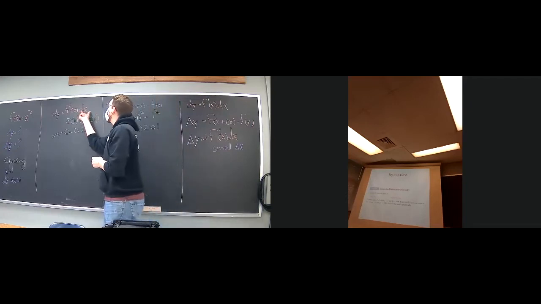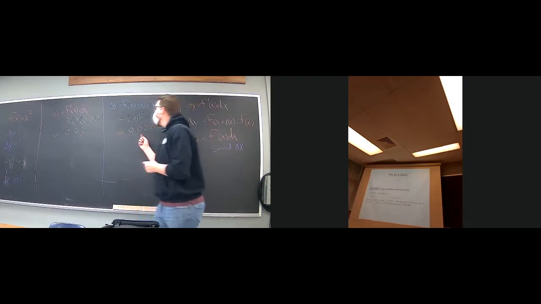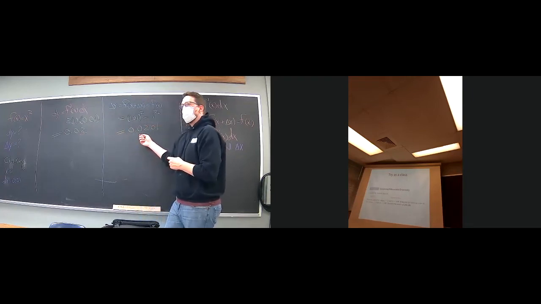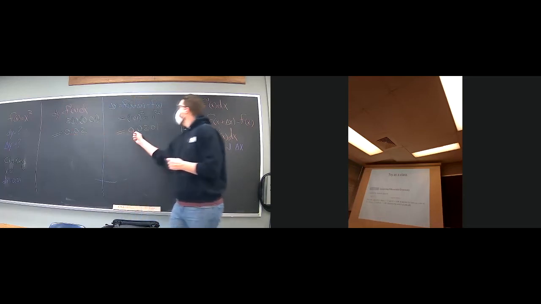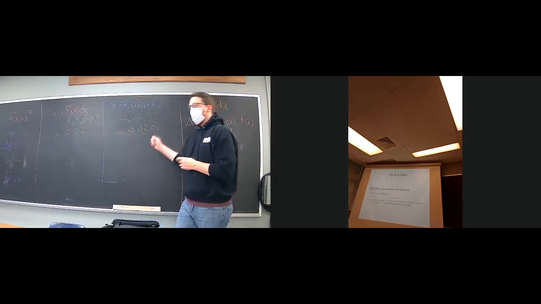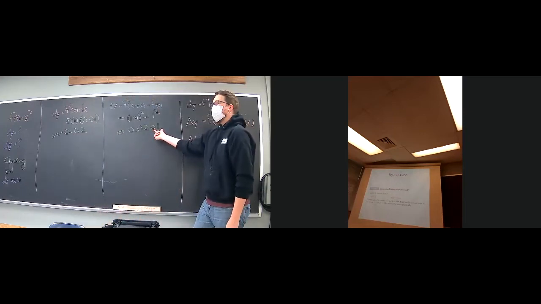So we can see that for small dx's, for small delta x's too, these two things come out to be approximately equal. Because we have 0.02, 0.0201, right? We're off by what? 1/10,000th?